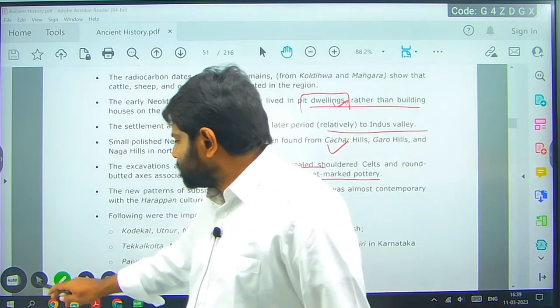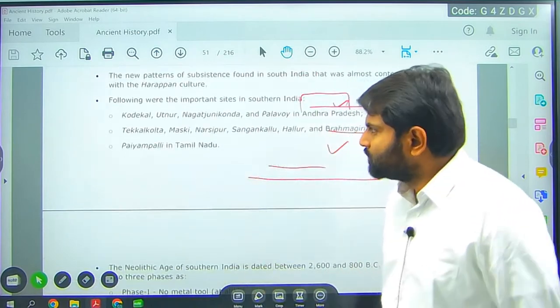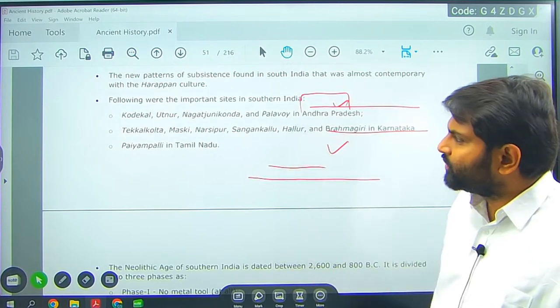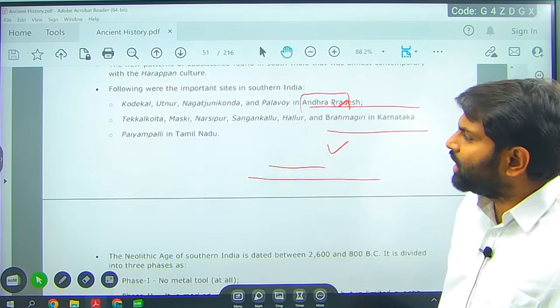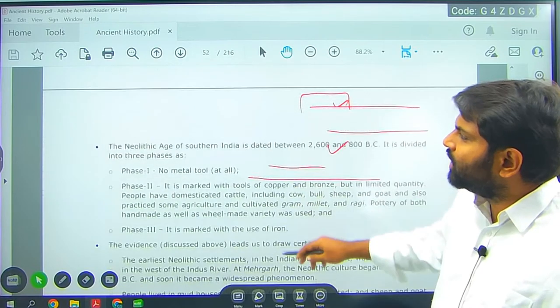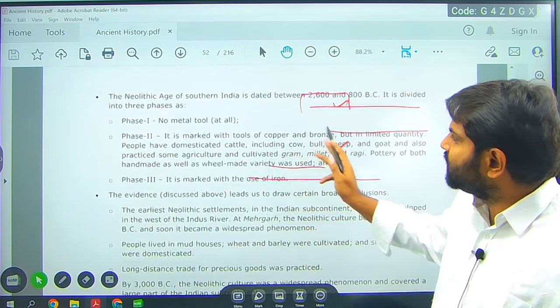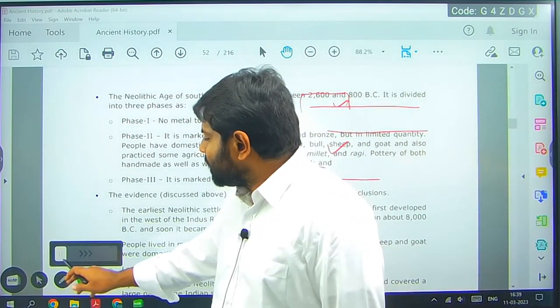The new patterns of subsistence were found in South India, almost contemporary to Harappan culture. The following are the important sites in South India: Kodekal, Utnur, Nagarjunakonda, Palavoy in Andhra Pradesh, Tekkalakota, Maski, Narasipur, Sangankallu, Hallur and Brahmagiri in Karnataka, Paiyampalli in Tamil Nadu. These are the different places in South India which we need to remember. So the Neolithic age in South India dates back to 2600 to 800 BC. We are talking about South India, apart from North India.